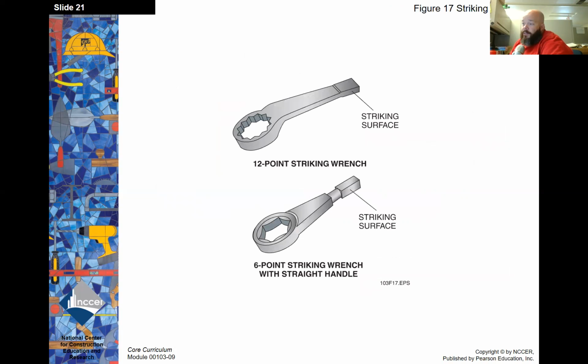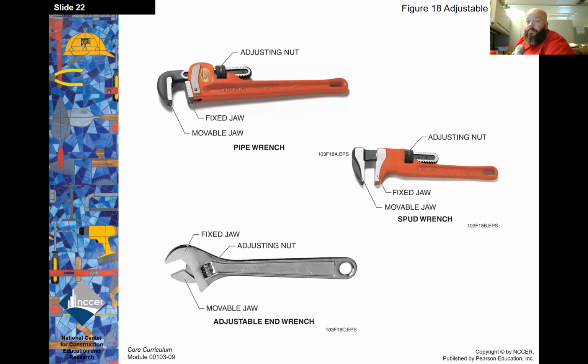Okay, striking wrenches. Striking wrenches, a lot of times you'll see them for larger fasteners. But basically you fit them over the fastener and then you hit the striking surface with a sledgehammer to dislodge the fastener. Okay, adjustable wrenches.